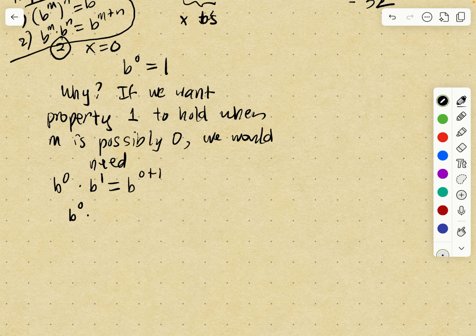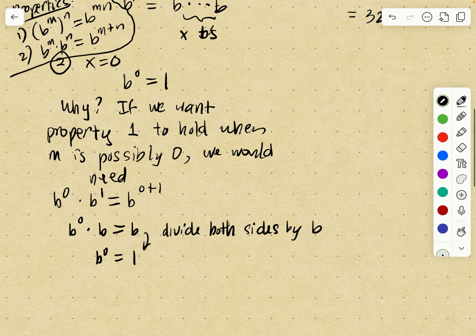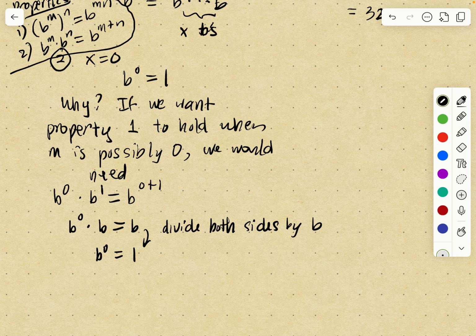Well, that would be b to the 0 times b to the 1, which is b, equals, and then on the right, you have the power, which is 0 plus 1. 0 plus 1 is 1, so you have b to the 1, which is b. And now you divide both sides by b, you get b to the 0 equals 1. So if you want properties 1 and 2 to hold for all real numbers m and n, then you are forced to define b to the 0 to be 1.